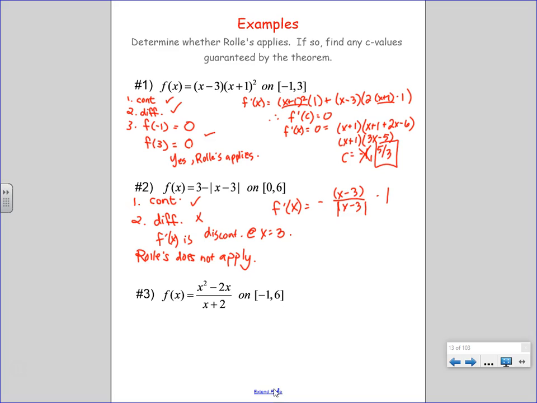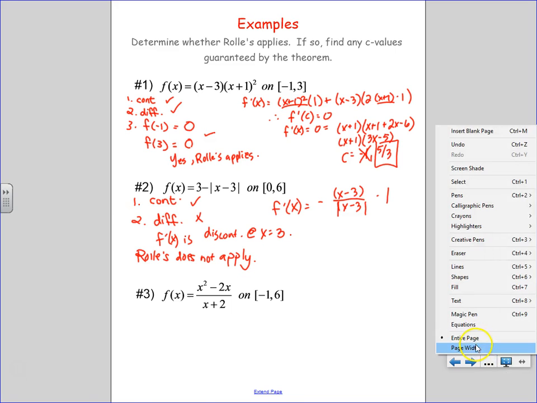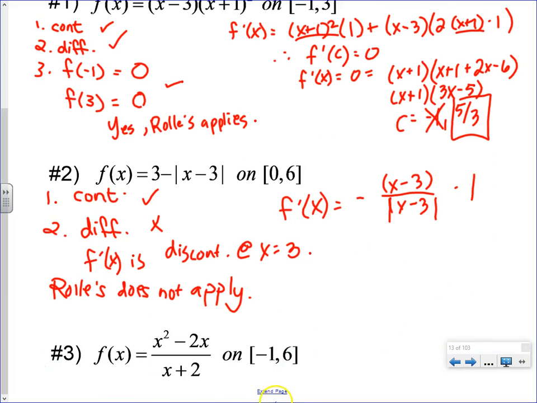Number 3. But first of all, any quick questions on number 2? Okay. Number 3. I'm going to zoom in just because it's starting to get a little bit low down there, especially for people in the back.